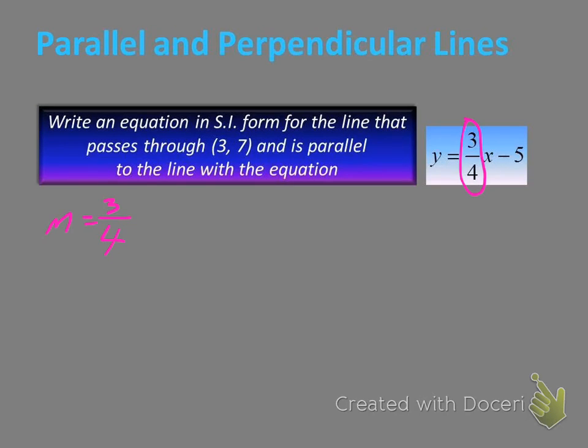And you're going to partner it up with the point 3, 7. Okay? I'm going to let you guys take over for now. Alright? Okay, well, let's set this problem up then. 7 is y, right? So 7 equals 3/4. 3 is x, right? Plus b. That's the setup, okay?